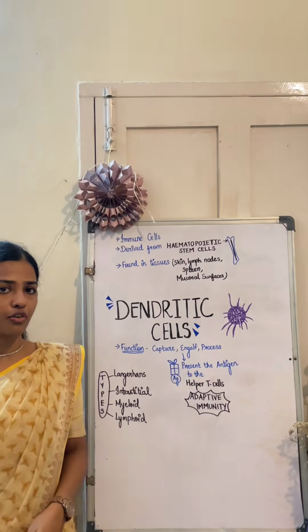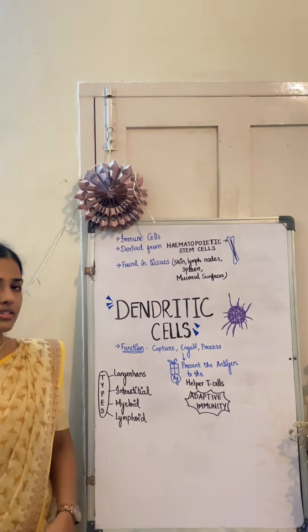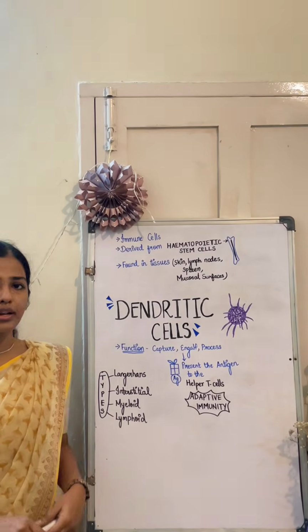There are four types of dendritic cells: Langerhans, interstitial, myeloid and lymphoid.